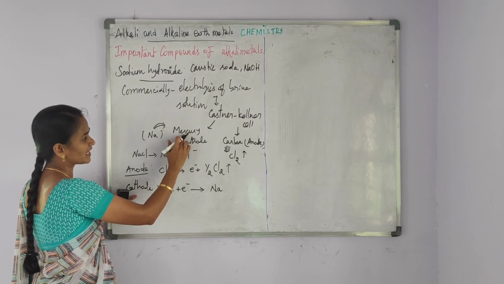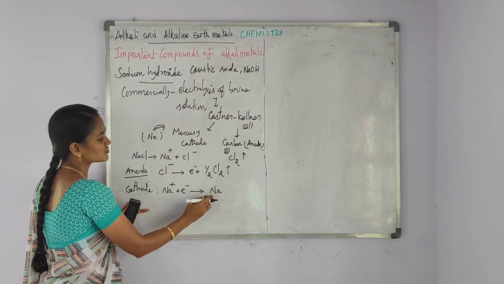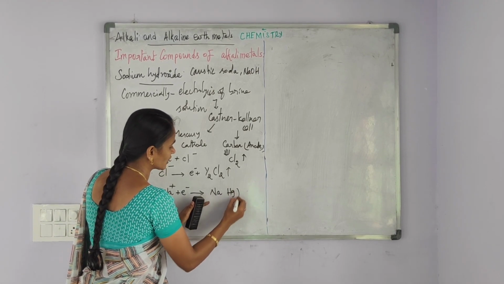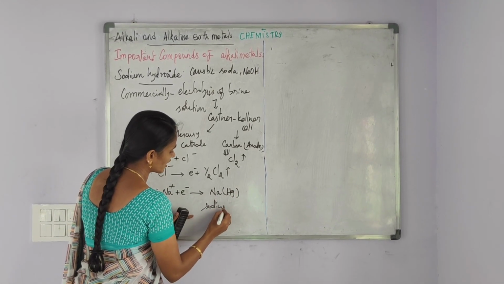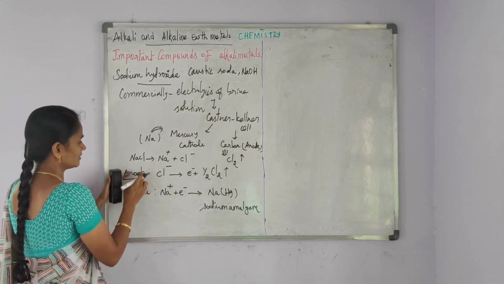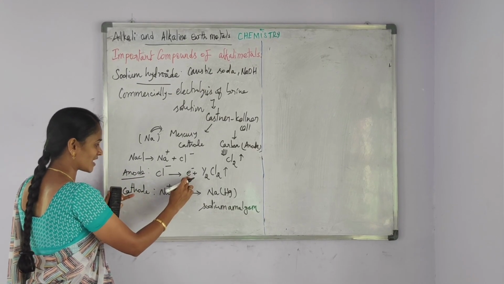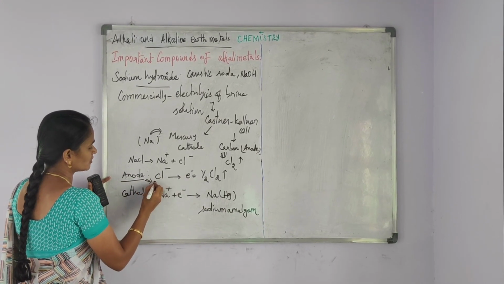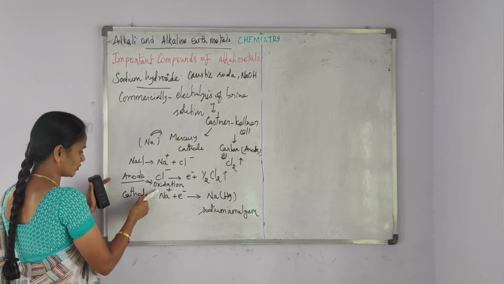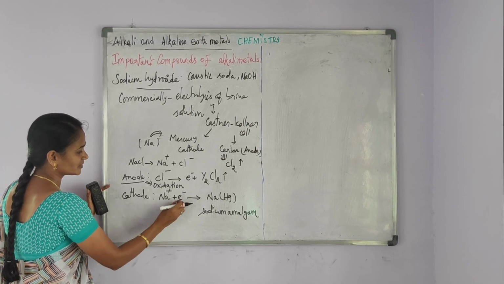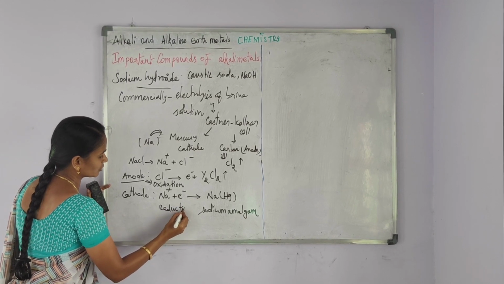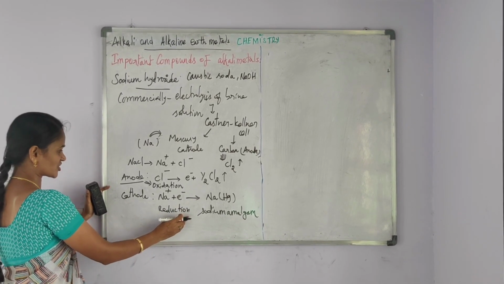The cathode is made up of mercury metal, so the discharged sodium metal combines with the mercury and becomes sodium amalgam. At the anode, electron loss takes place, so an oxidation reaction takes place at the anode. At the cathode, electron gain takes place, so the cathode has the reduction reaction.